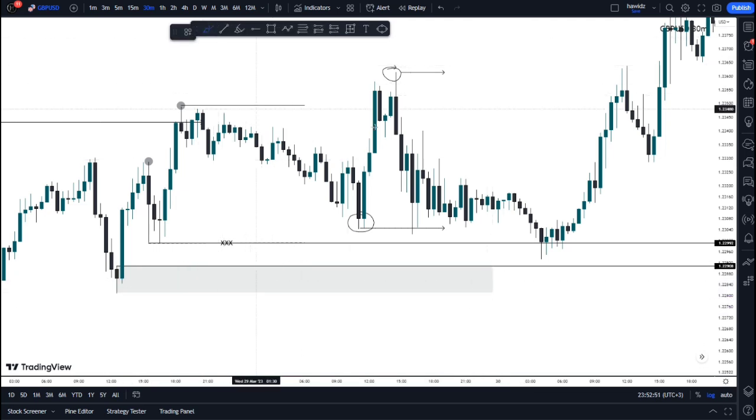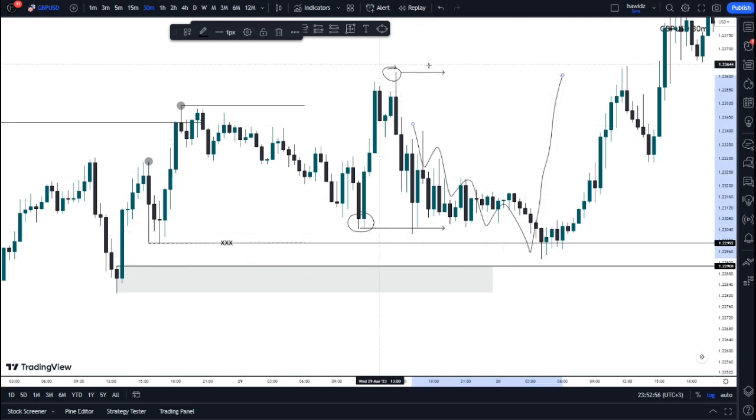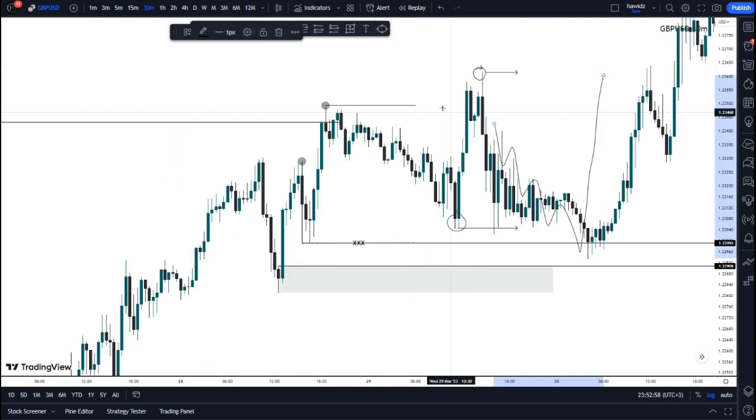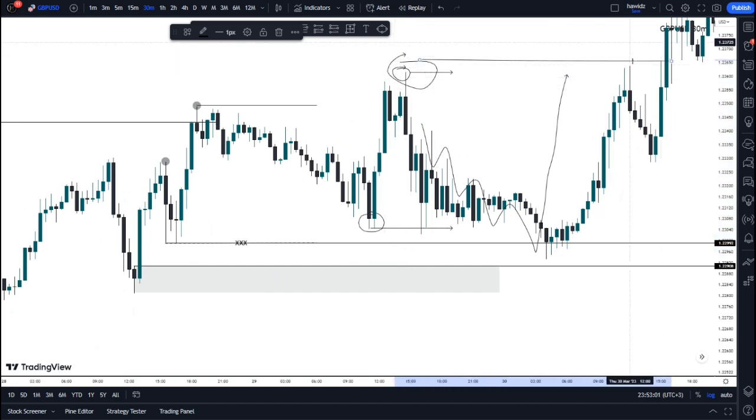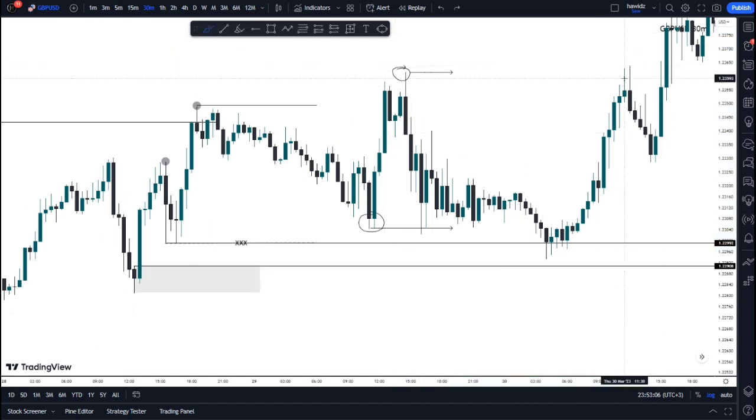So price has more than enough reason to come back down here before going in an overall bullish trend and taking this buy side liquidity to create even new highs. Now, however, okay, so let's put that back.